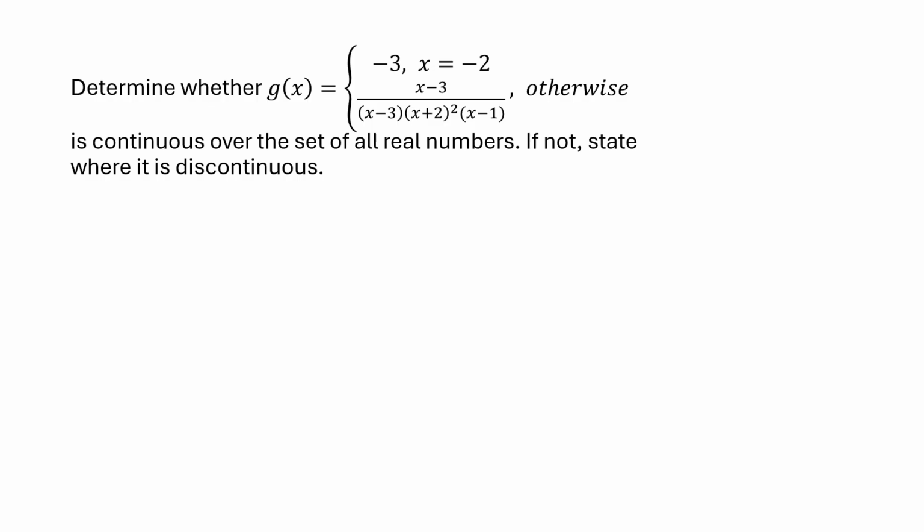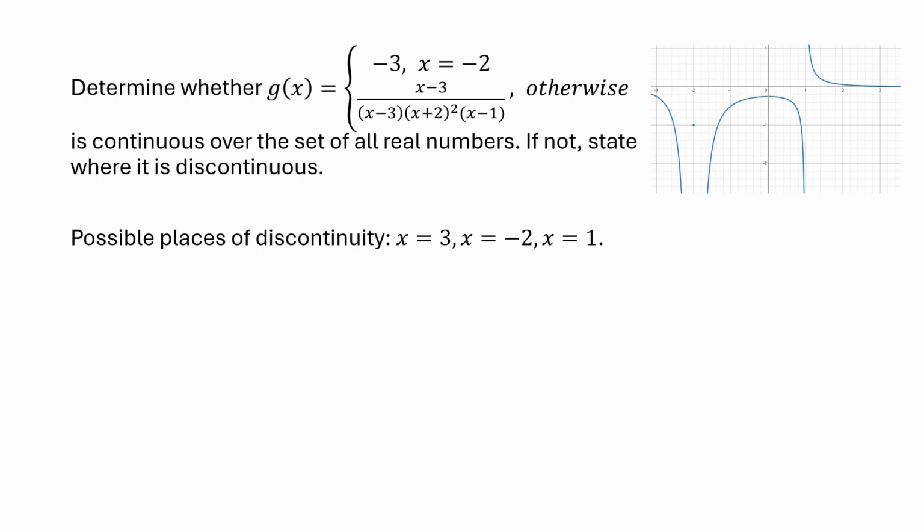Here's a bit more of a complicated function. Again, a piecewise function. When x is equal to -2, the function equals -3. It's just a coordinate point. And otherwise, I'm going to define it by this kind of funny rational function that I've created, really just to show you different examples of continuity, discontinuity, etc.